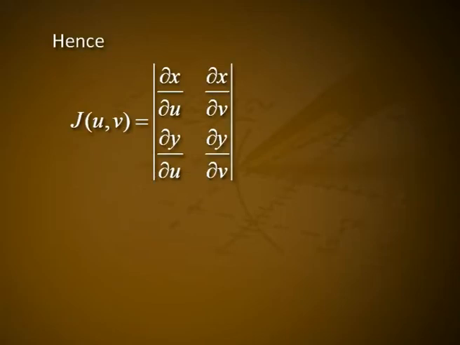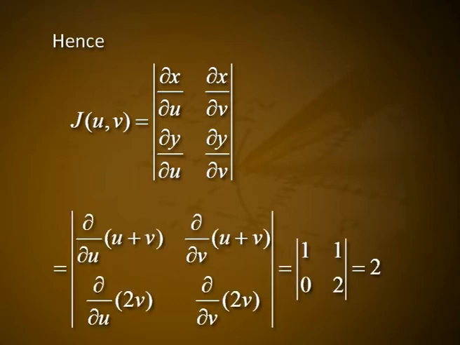Hence, J(u,v) is equal to the determinant of ∂x/∂u, ∂x/∂v, ∂y/∂u, ∂y/∂v, which is equal to the determinant of ∂/∂u of (u+v), ∂/∂v of (u+v), ∂/∂u of 2v, ∂/∂v of 2v, which is equal to the determinant 1 1 0 2, that is equal to 2.